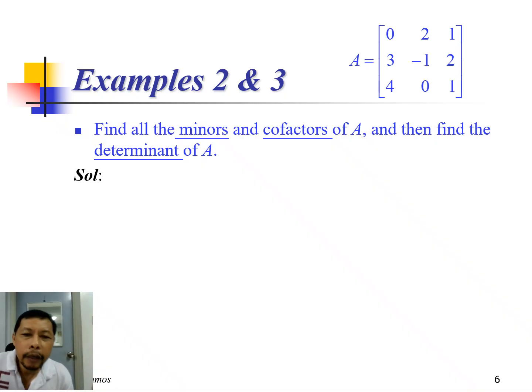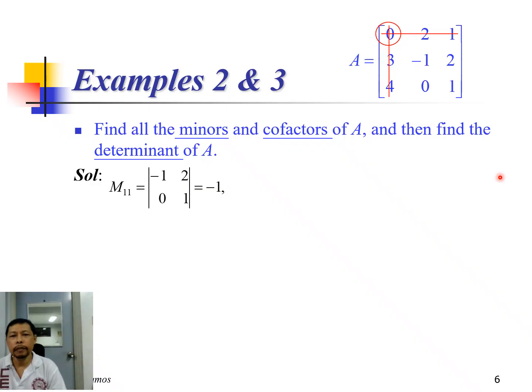Okay, so let's have some examples. Let A be a 3 by 3 matrix whose elements are 0, 2, 1, 3, negative 1, 2, 4, 0, 1. Find all the minors and cofactors of A, and then find the determinant of A. So we are asked to find all the minors, meaning the minors of each element. Since there are 9 elements, there would be 9 minors and 9 cofactors.